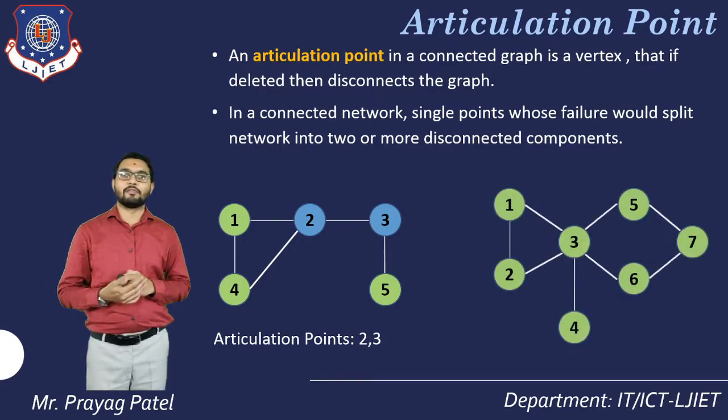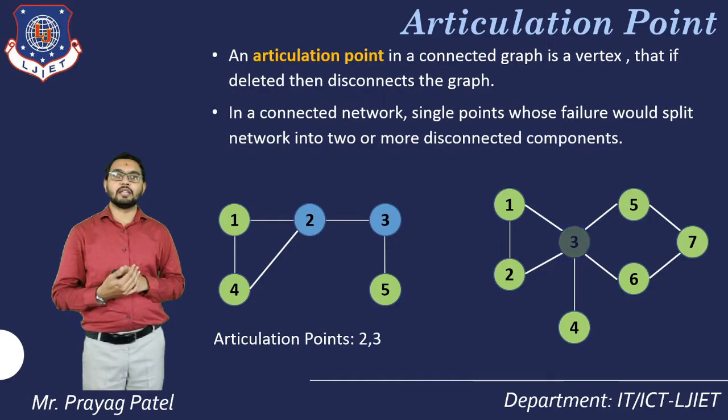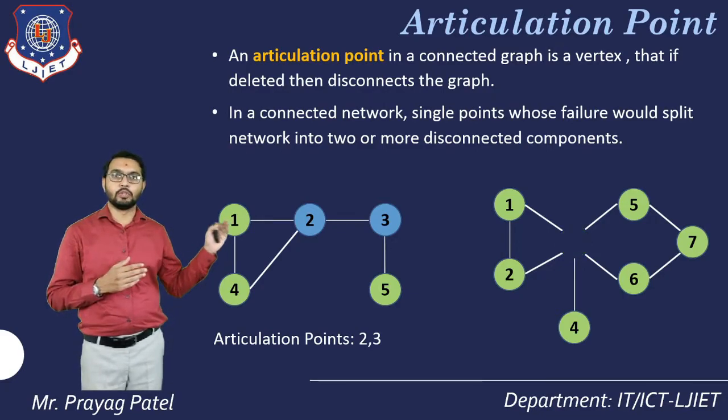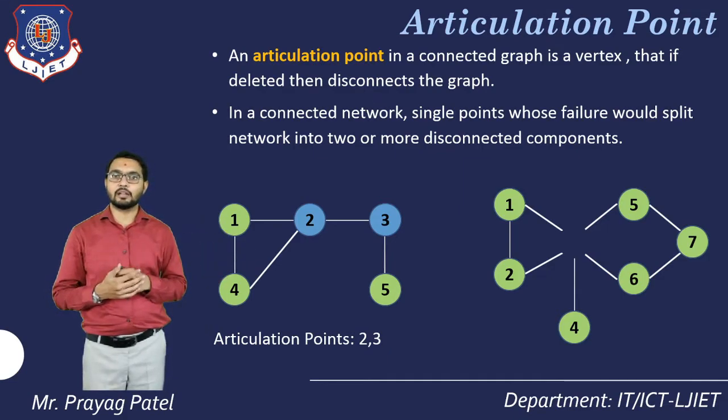Now consider another figure for the articulation point. In the second figure, consider node number 3 as an articulation point. If we remove node 3, then the graph is divided into three different parts. So we consider this point an articulation point.